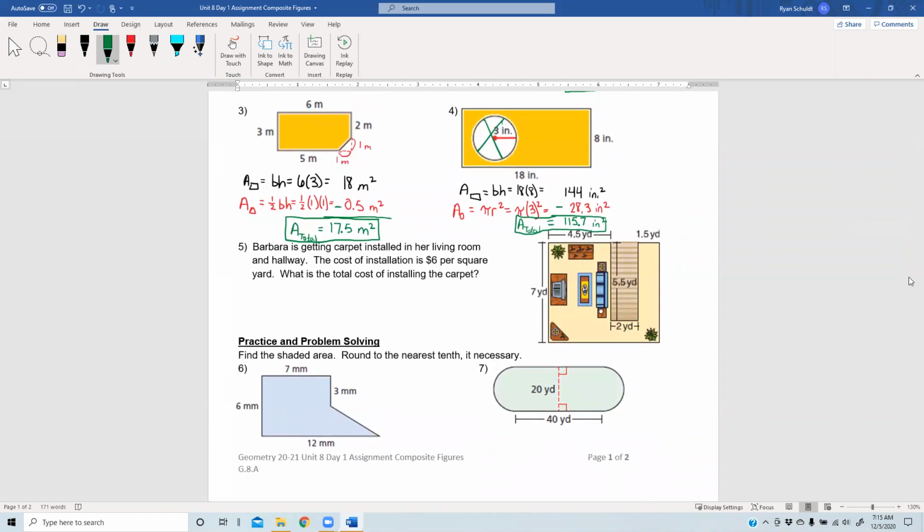Barbara is getting carpet installed in her living room. The cost of the installation is $6 per square yard. What's the cost of carpet?